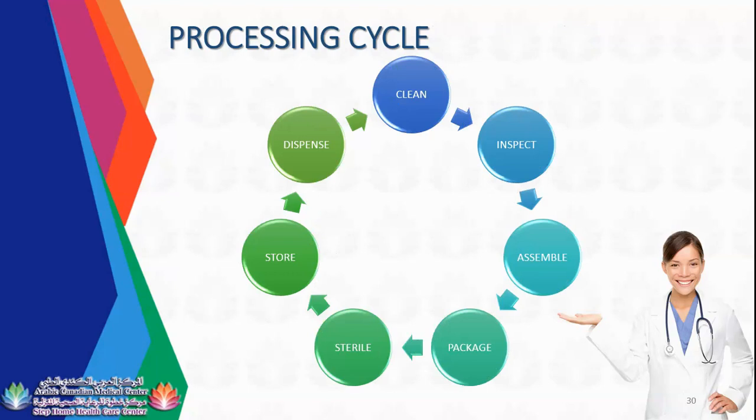So the processing cycle in CSSD, as you can see in the slides: the first step in CSSD is to clean. Receiving is not the first step. The first step starts once you clean the instrument. You need to clean it using manual brushing and then a mechanical cleaning process, which is the ultrasonic machine. In this area, you need to deassemble the instrument if it is assembled.